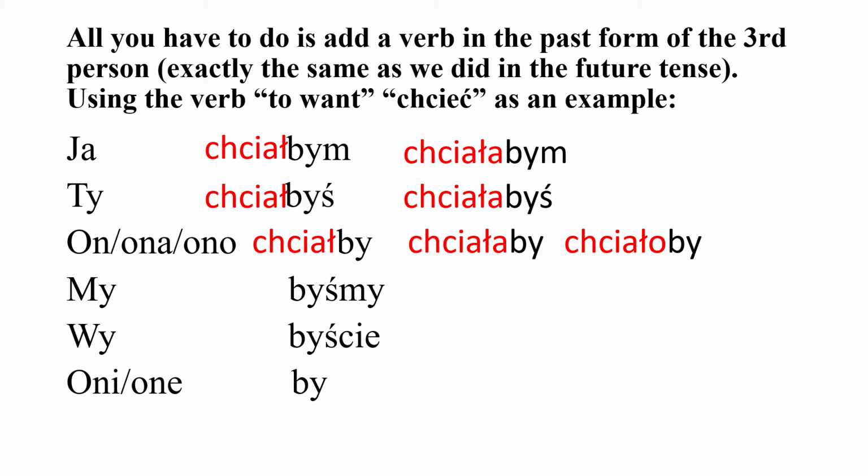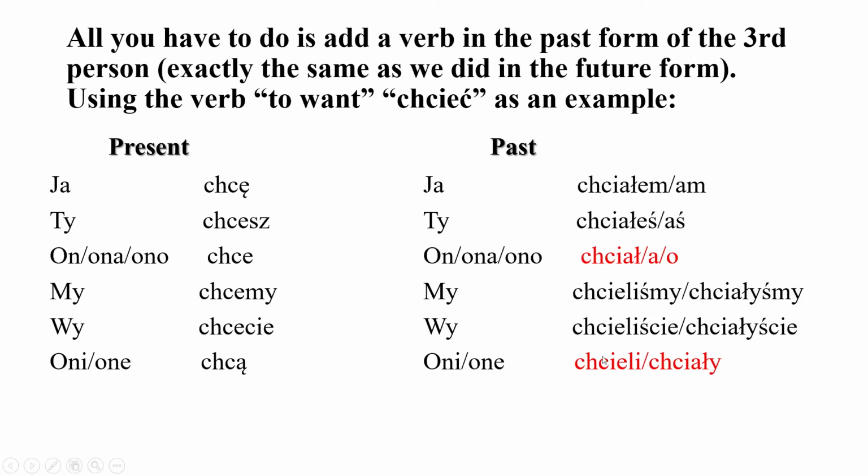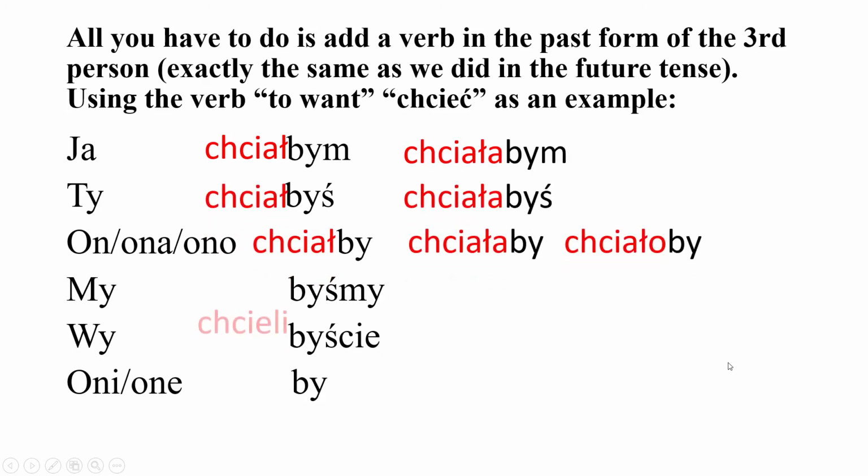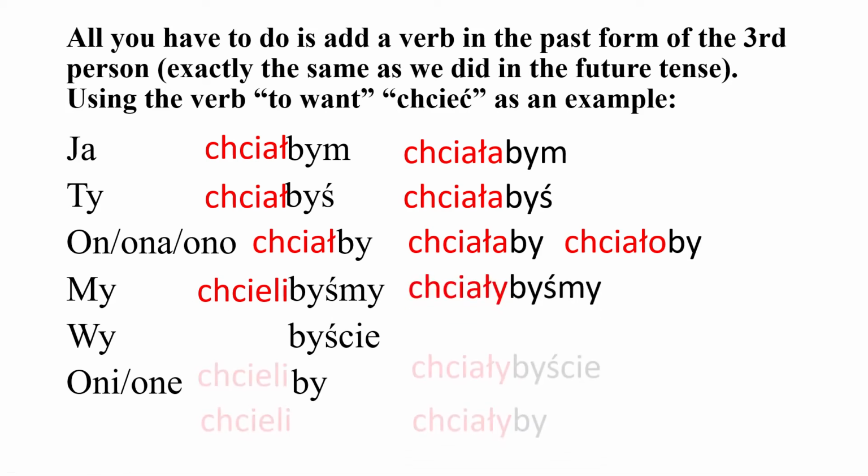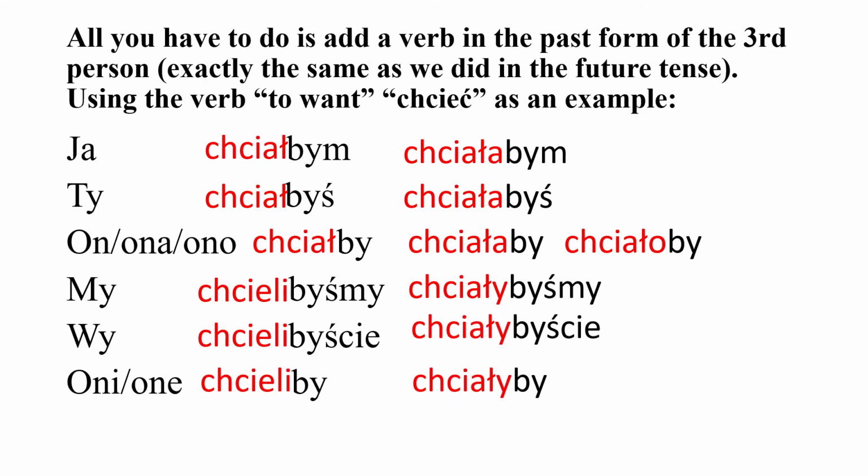Okay, for the plural, chcieli, this is the third form, the third person plural. Chcieli, chciały. All you have to do is add byśmy or byście, depending. So, my byśmy, we agree on that. All you have to do is add the third person of plural in the past. The same for female, chciałybyśmy, chcielibyście, chciałybyście, chcieliby, chciały. So this is all it is. This is all you need to know for now.